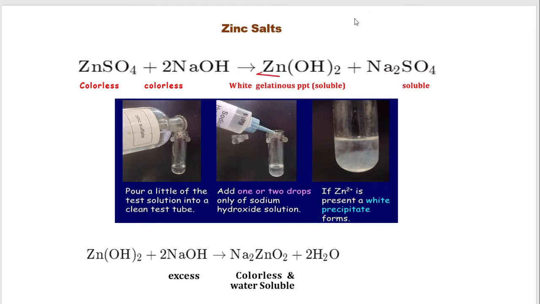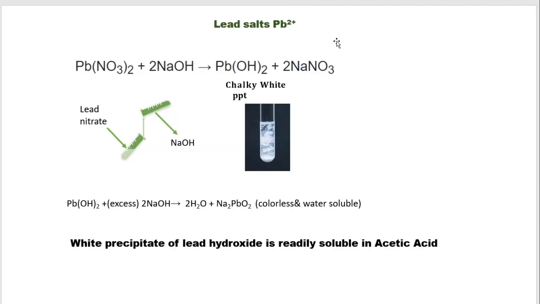The last metal which we will detect using NaOH is lead. Similarly, as taken earlier, you will take a lead nitrate solution in a test tube. You will add droplets of NaOH and a chalky white precipitate of lead hydroxide will be formed. The formation of a chalky white lead hydroxide precipitate indicates the presence of lead ions. This chalky white precipitate is also soluble in excess NaOH. That is, when you are adding excess of NaOH, this hydroxide will get dissolved and it will form sodium plumbite.